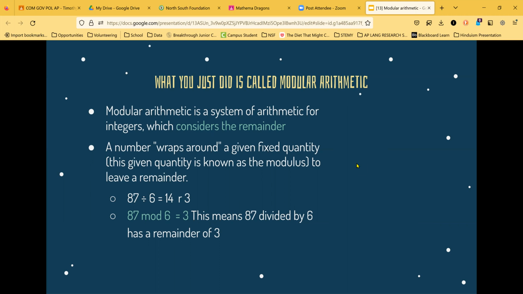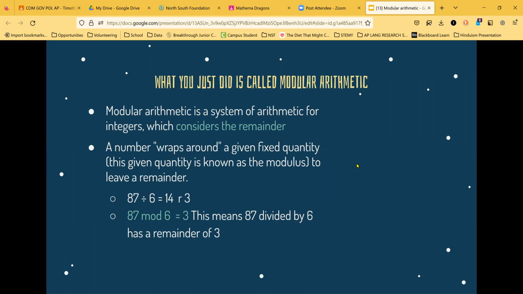So for example, in 87 mod 6, right? What this means is we have 87 as the number that would be divided, and we have 6 as the number that divides. And then whatever it is equal to is whatever the remainder would be, right? So we don't care that when we do 87 divided by 6, it equals 14, remainder 3. We don't care about that 14. We only care about the 3, right?